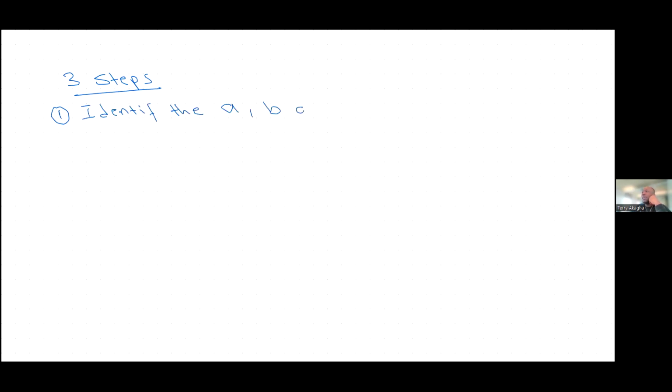So remember, the C is the hypotenuse. This is the most important one to keep in mind. So you need to make sure you know the C, okay? After you've identified the A, B, and C, number two is that you then have to substitute into the appropriate formula.